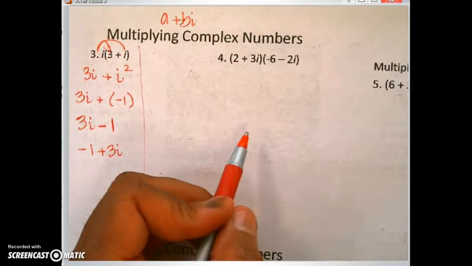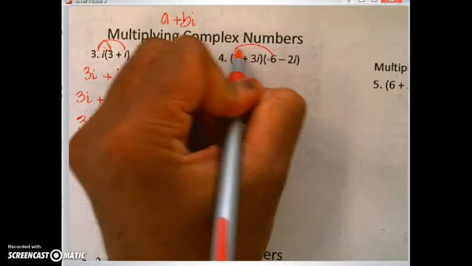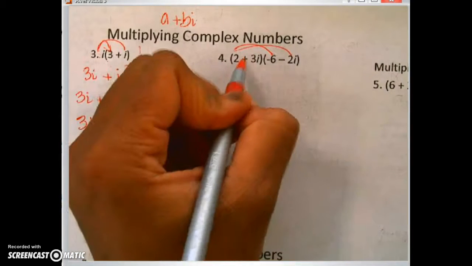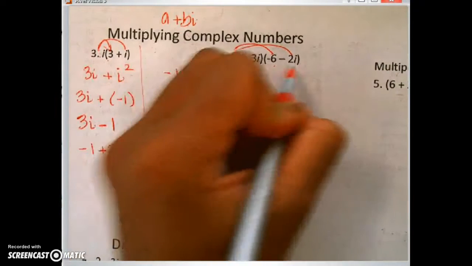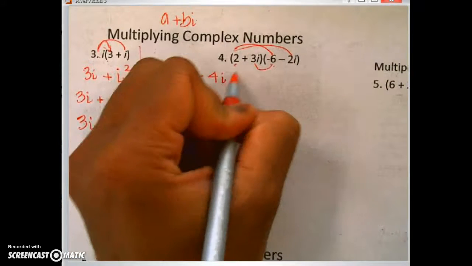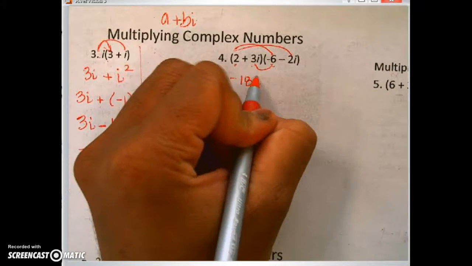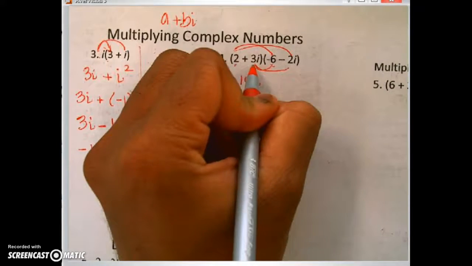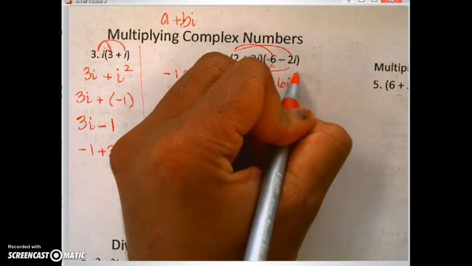All right, so number 4, and if you would like to, you're more than welcome to just go ahead and take a moment to FOIL or distribute or however you multiply this out. So 2 times negative 6 is negative 12. 2 times negative 2i is negative 4i. On the inner part, I have negative 6 times 3i, so it's negative 18i. And then 3i times negative 2i, that should be negative 6i squared.